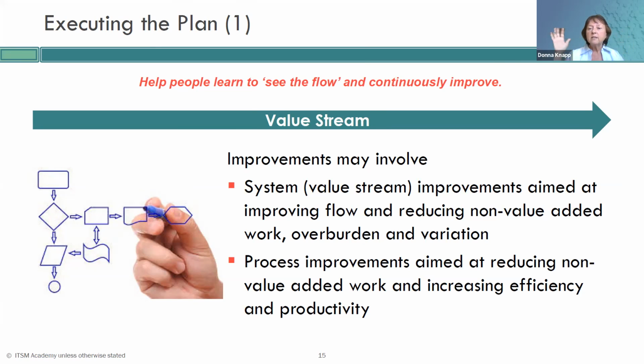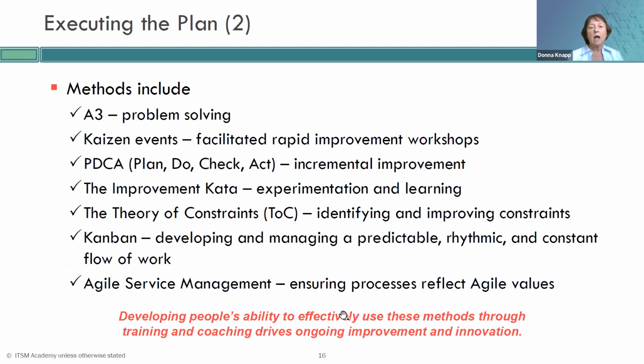So you might see things at a system level. You might see things at a process level. Again, there are going to be a myriad of changes that come out of that value stream mapping workshop. And there's a lot of different methods and techniques that you can use to navigate your way through these different improvements. Many of these methods you're likely familiar with. They are proven methods, many of which have been around for a long time.